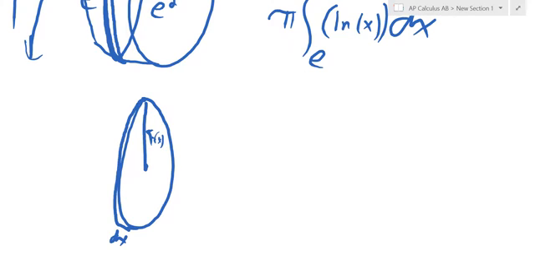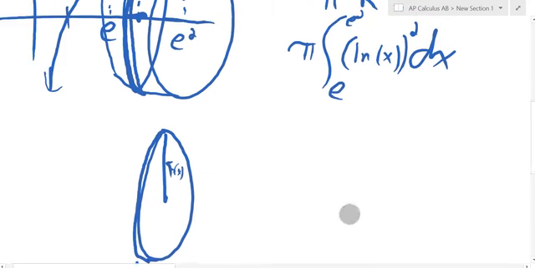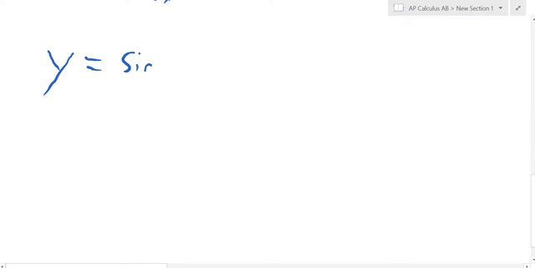I showed you a couple little computer things yesterday. It kind of made a little sense. Maybe I'll pull up a couple more today. Anyway, if we want to rotate around a different line, let's say I want to rotate the region that y equals sine x makes. With me here?